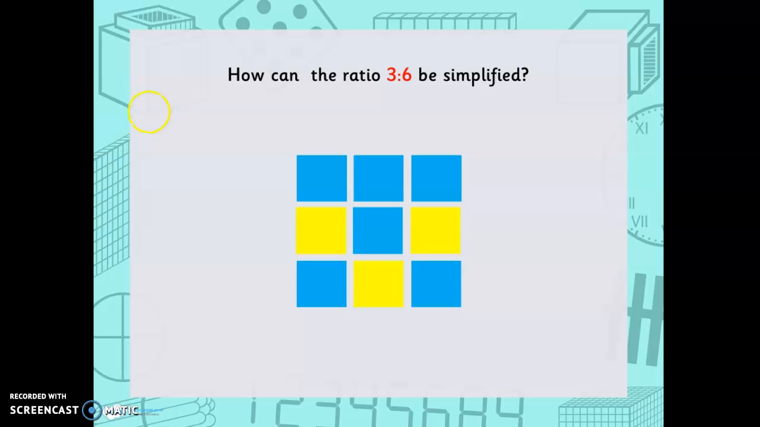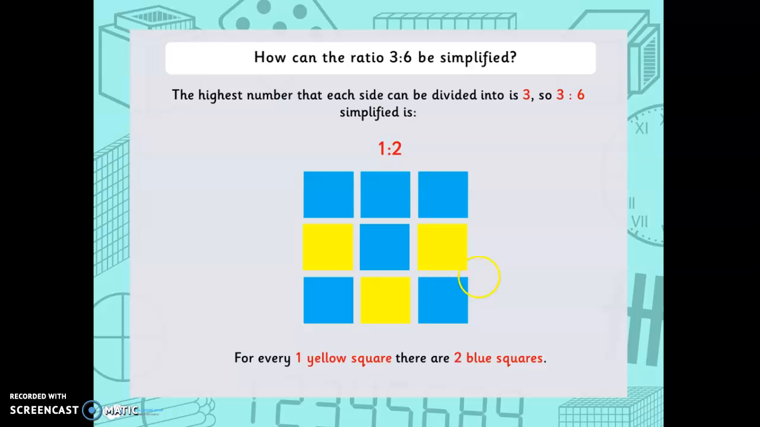And we can actually see that pictorially. So there's 1 yellow box here, and there are 2 blue. 1 yellow, 2 blue. 1 yellow and 2 blue. So we can see evidence for that in both ways. So it's just confirming that we're right here. So for every 1 yellow square, there are 2 blues.